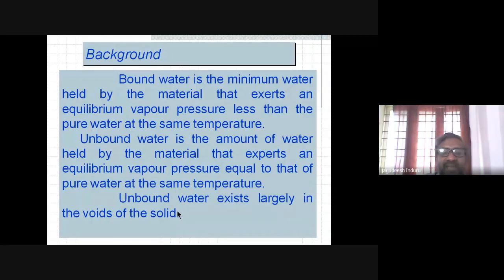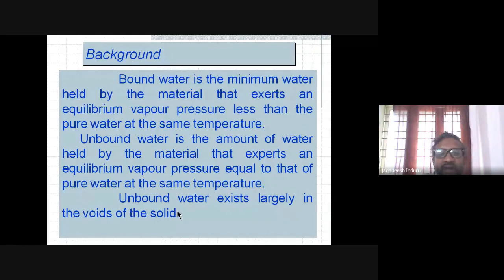Generally, unbound water exists in the voids of the solids. Voids means the spaces between the solids. When the solids are kept, if they are spherical or any shape, there is a gap between one solid and another solid. That is actually a void.